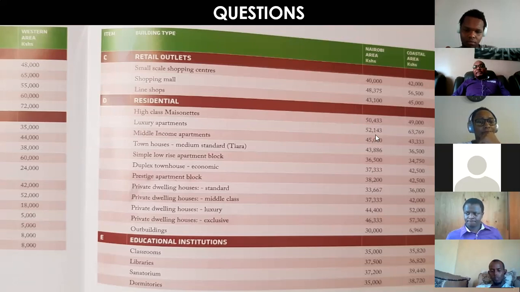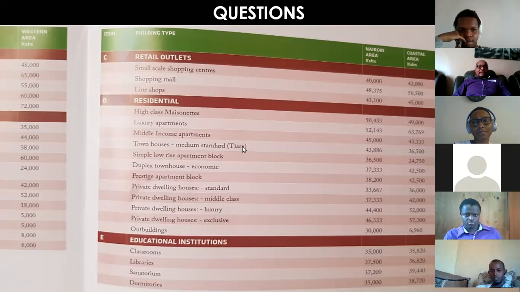Luxury apartments are similar. They could be slightly more expensive because with luxury apartments, you go high rise. Middle income apartments, you're looking at about 45,000 per square meter. This is what you would find in a lot of areas in Mombasa Road, in South B, and some parts of Kileleshwa and so on. These ones you'd find in Lavington, in Riverside, and the likes.